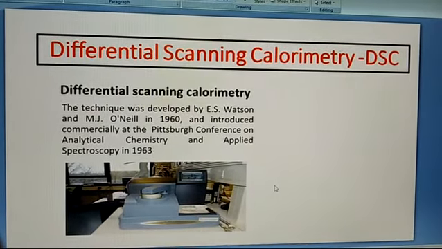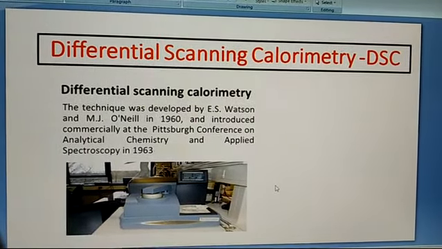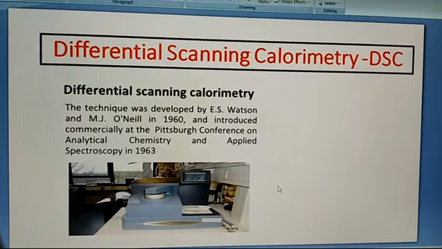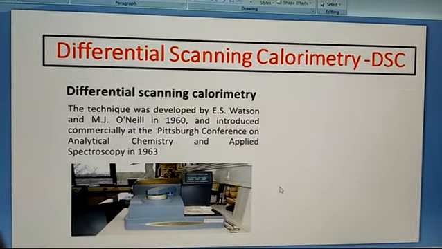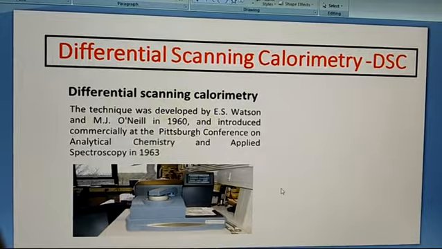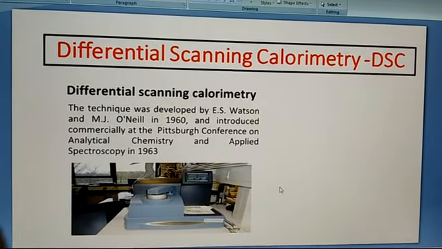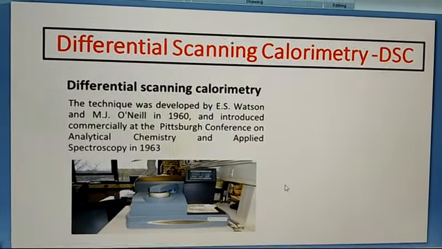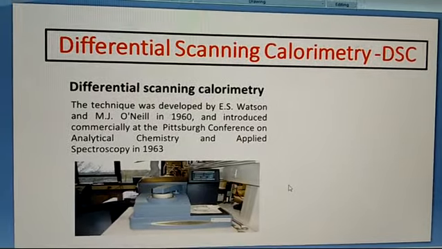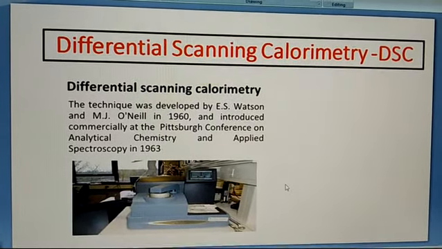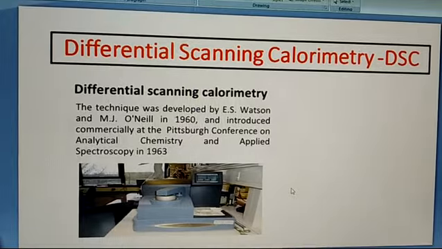The differential scanning calorimetry technique was developed first by E.S. Watson and M.J. O'Neill in 1960, and it was introduced commercially at the Pittsburgh Conference on Analytical Chemistry and Applied Spectroscopy in 1963.